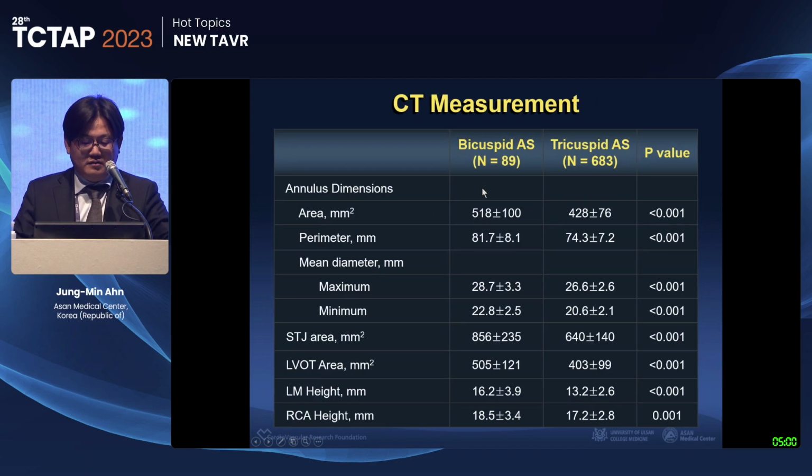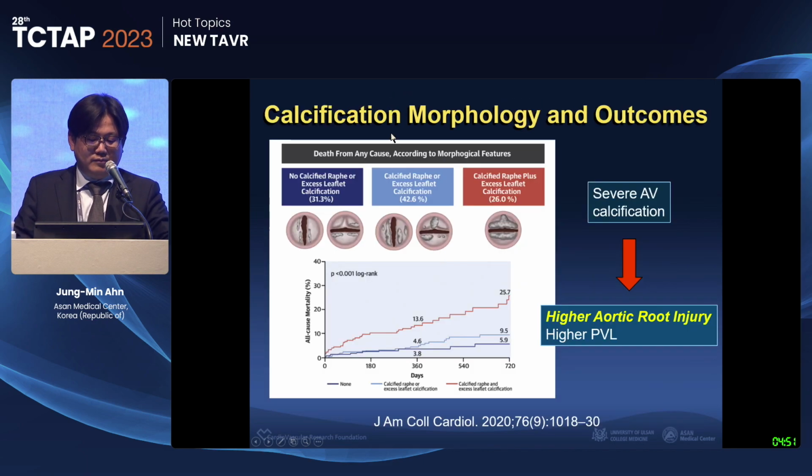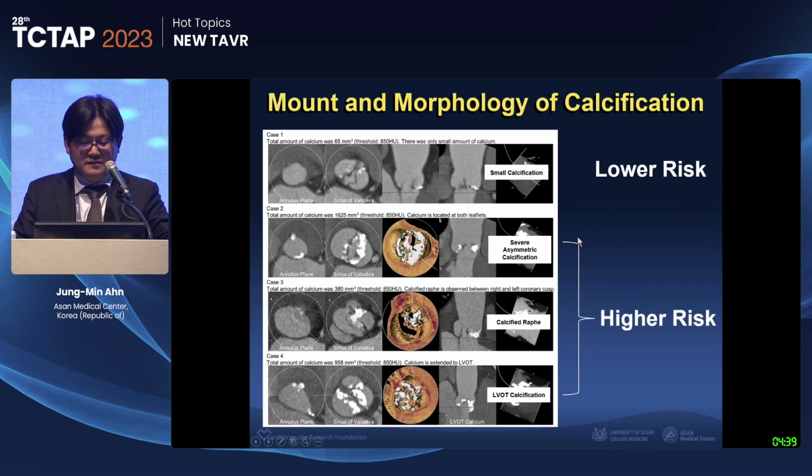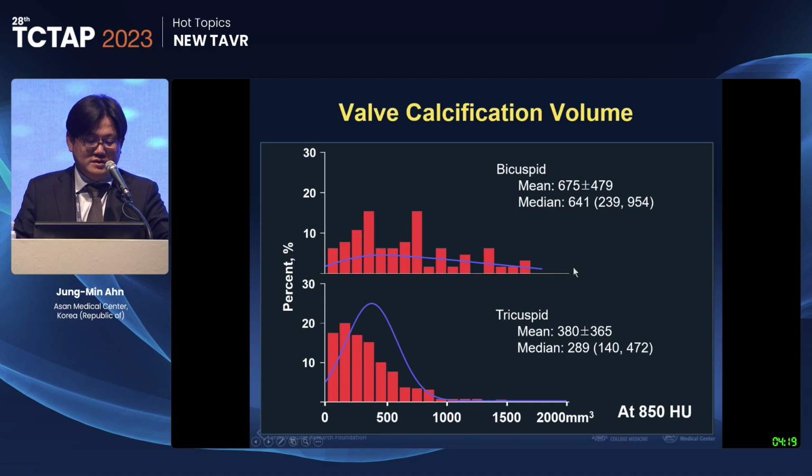CT characteristics show that the bicuspid is larger than tricuspid AS. The perimeter is larger, and coronary height is higher. The calcification is very important. Previous studies show that the amount of calcification is associated with long-term mortality because of the higher rate of root injury and higher rate of paravalvular leakage. We can classify that bicuspid aortic valve with less severe calcification is low risk, but very severe asymmetric calcification, LVOT calcification can be considered as a high procedural risk bicuspid aortic valve morphology.